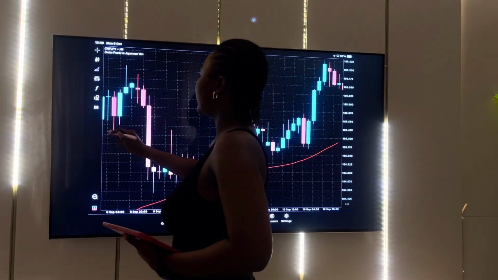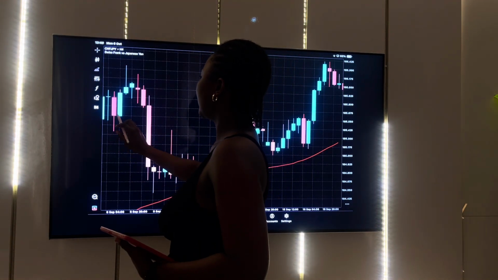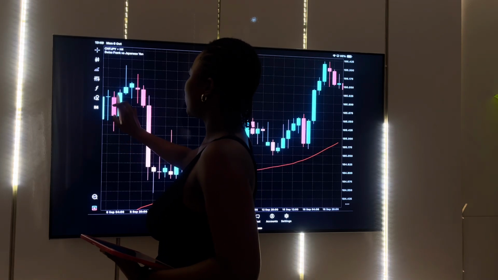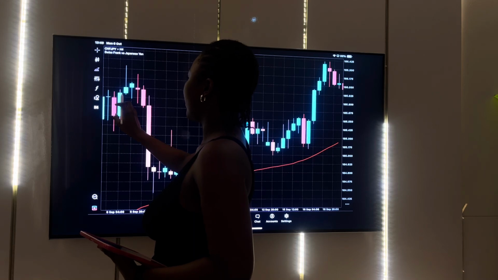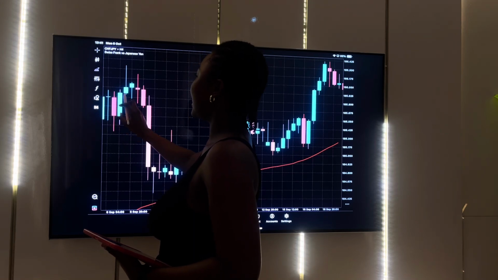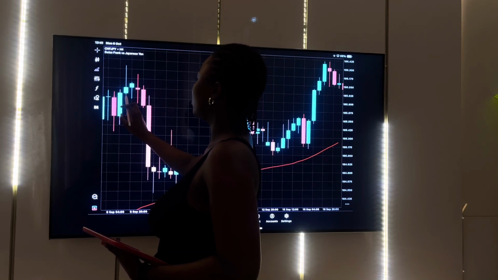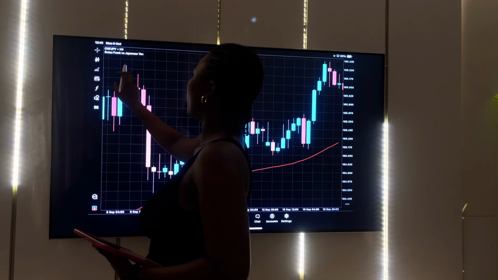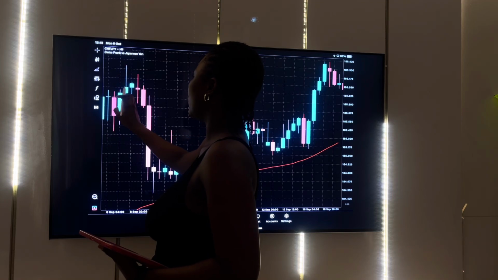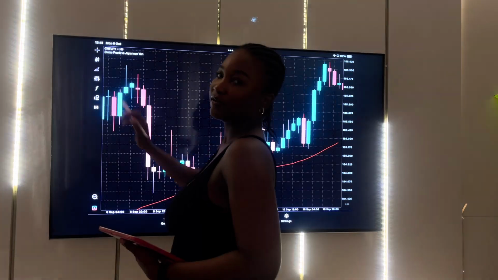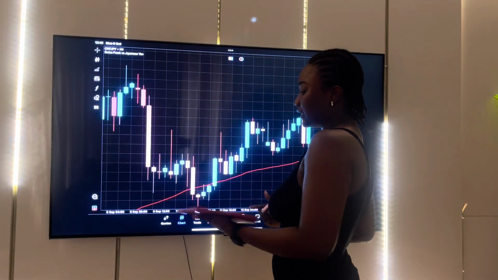Look at this one. This is the opening. It went low, so this is the low. It went up, so this is the high. And it closed here. And you can see that the next candle opened where this one previously closed. It went low, so this is the low, but then it went back up, so this is the high, and then it closed here. And the next candle started from here again. Do you understand that? If you still don't understand that, let me know.